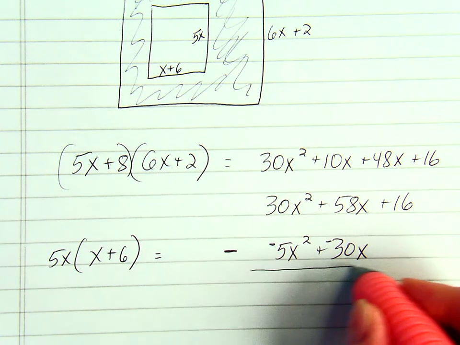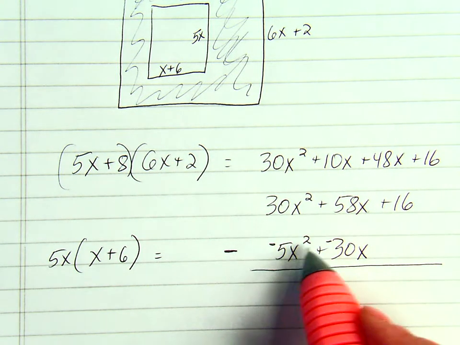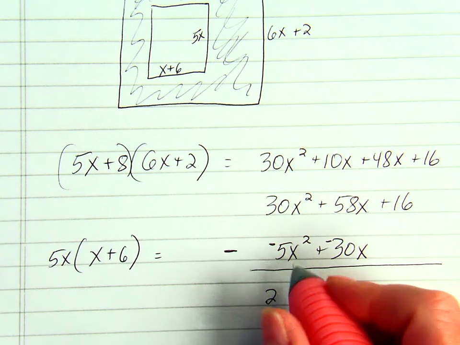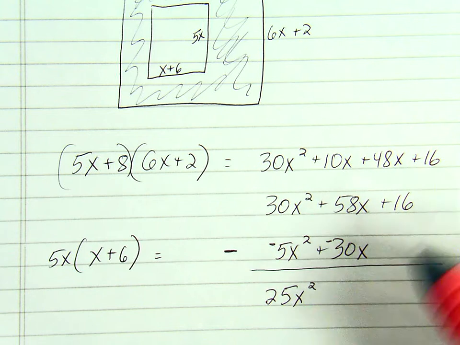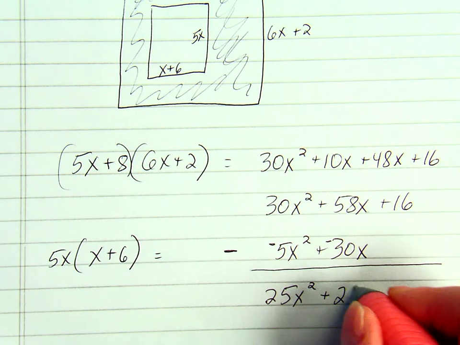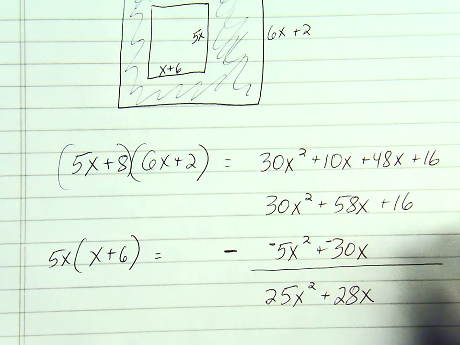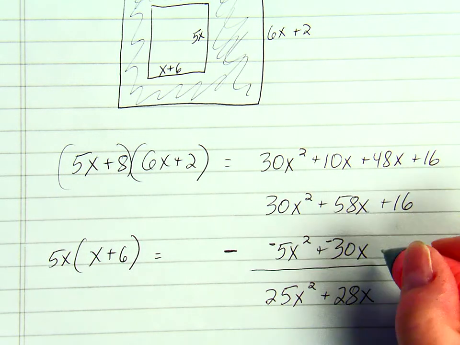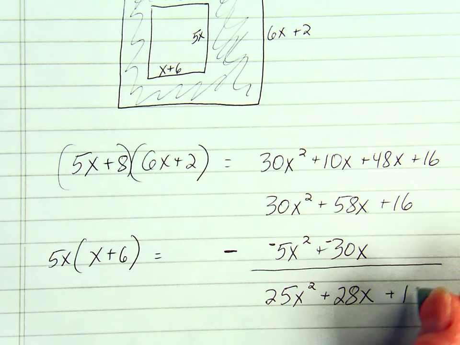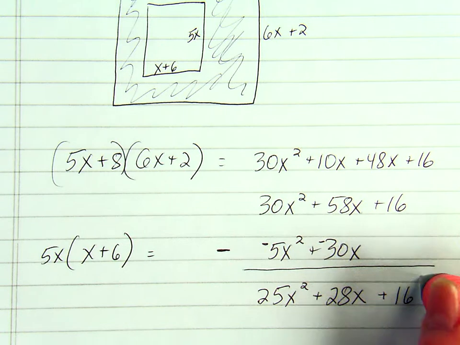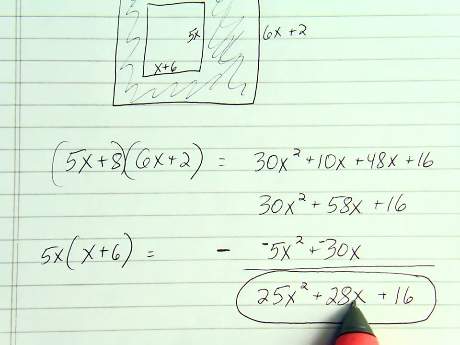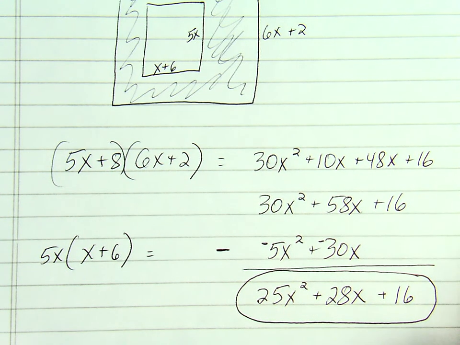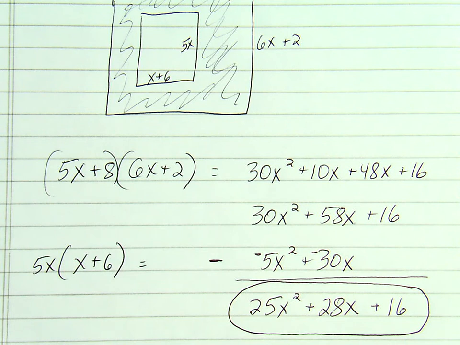So what I am going to end up with here, 30x squared minus the 5x squared gives me 25x squared. 58 minus 30 gives me 28x. And my 16 doesn't have anything being subtracted, so it is still plus 16. So my answer here for the area of the shaded region is 25x squared plus 28x plus 16. Okay, hopefully you understood that.